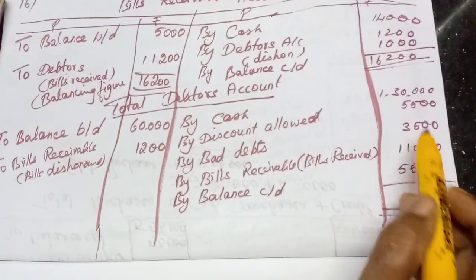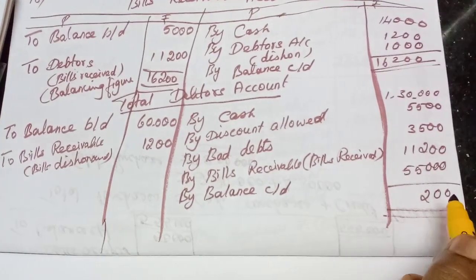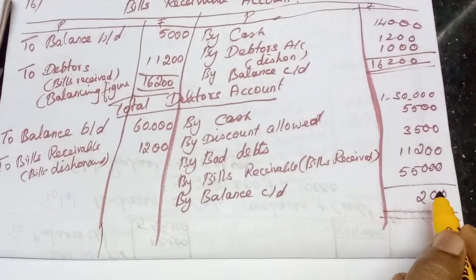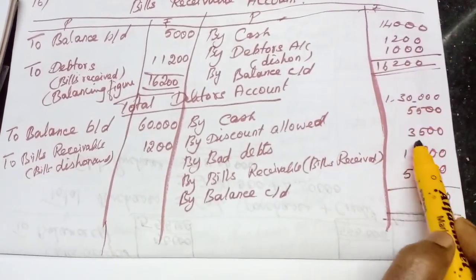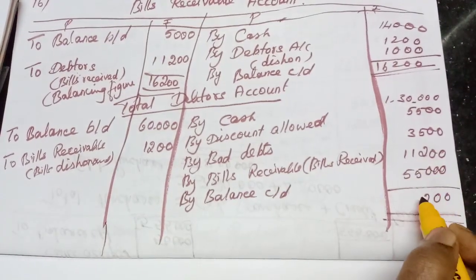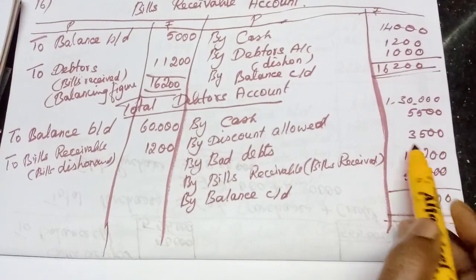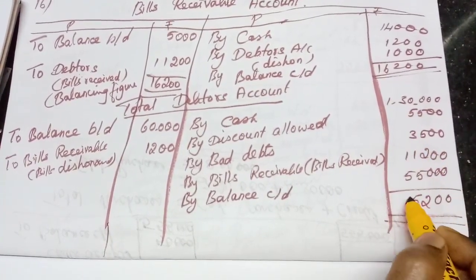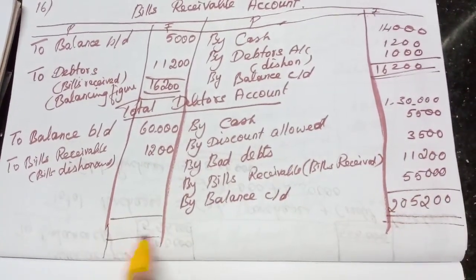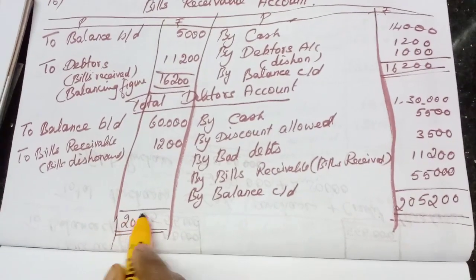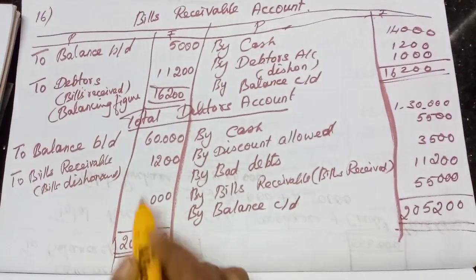0, 0, 5, 10, 12, 2, 10, 12, balance 1, 6, 9, 10, 10 plus 5, 15, balance 1, 6, 7, 7 plus 3, 10, balance 1, 2. So 2,05,200. Write the same amount here also, 2,05,200.